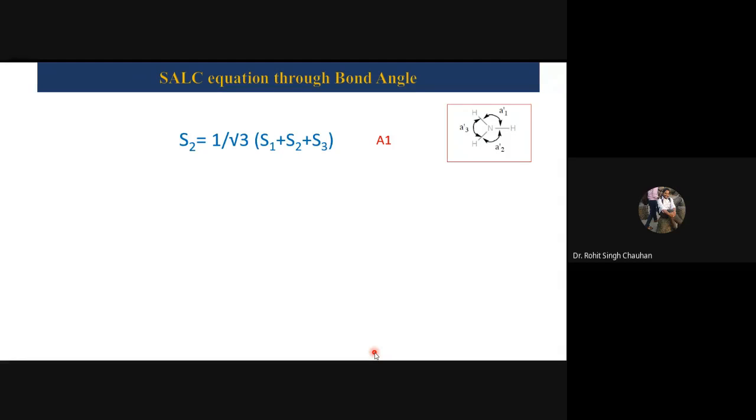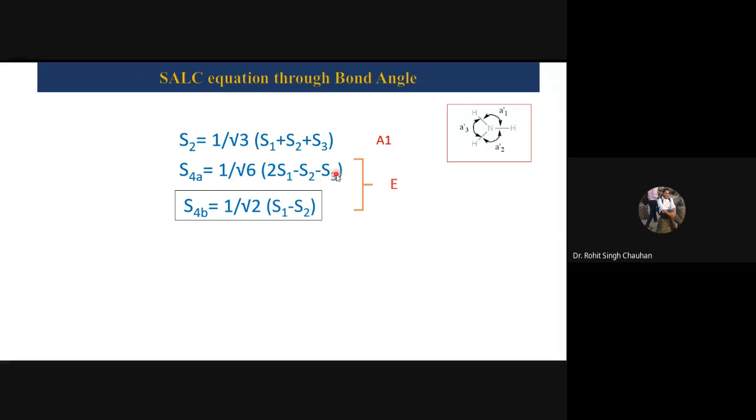Right, the first, since A1 is responsible, A1 is the symmetric mode. So in case of the symmetric mode, the wave function should also be the same. So that's why I have written 1 by root 3 S1 S2 S3. But rather than S1, I have written S2. This 2 corresponds to the function coming from the angle, and 1 corresponds to the one coming from bond length. In case of E, if you remember, there I have written S3A. Here I will write S4A, and this one is S4B. It means that they are coming from E.